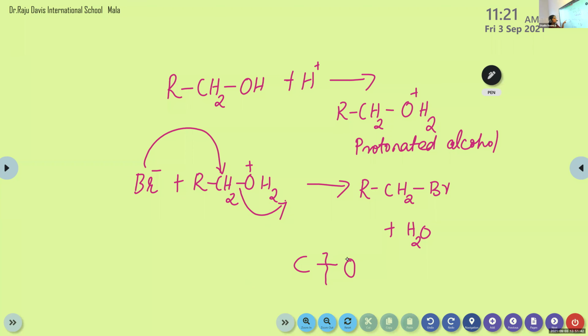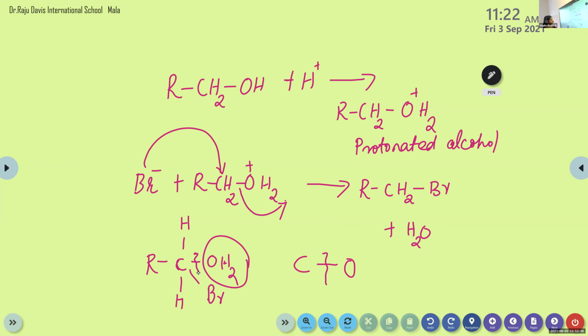Okay, carbon, because it is the electrophilic site. That's why this Br minus will attack the carbon. The carbon will already have 2 hydrogen atoms, one R group and one OH2 group, right? Then when this Br minus joins this carbon, its valency becomes 5. It's an unstable state, right? So one group will be removed from here. This H2O group will be removed from this carbon. That means the bond between carbon and oxygen breaks. Clear?